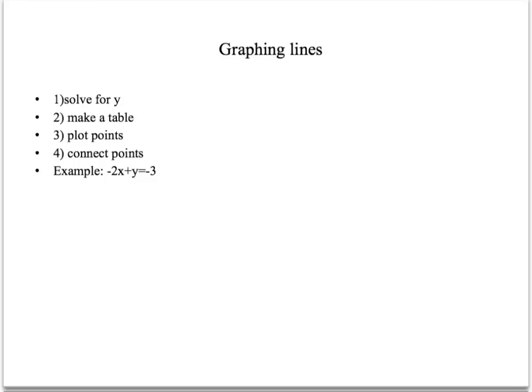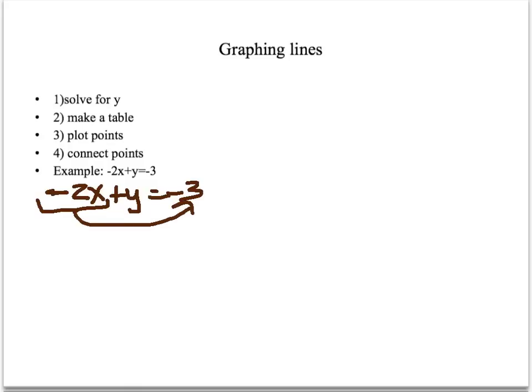Graphing lines. Okay. Pretty much the same thing that we just went through before. Solve for y, make a table, plot points, connect the points. So here's my example: negative 2x plus y equals negative 3. To solve for y, I want to get y all by itself. So that means I'm going to move this from this side of the equation over here. And I can't do that by magic. I have to do it by algebra.